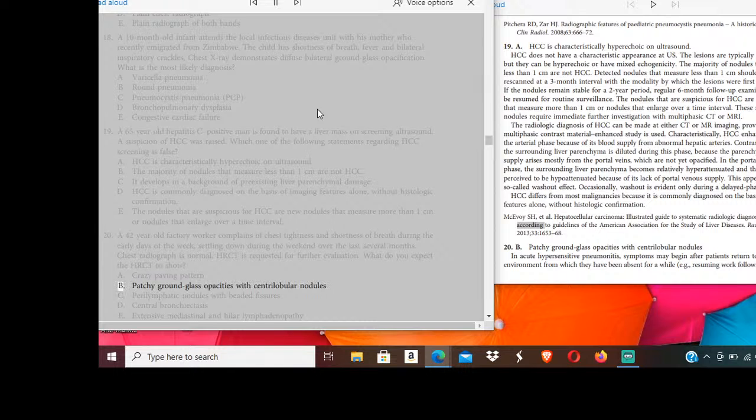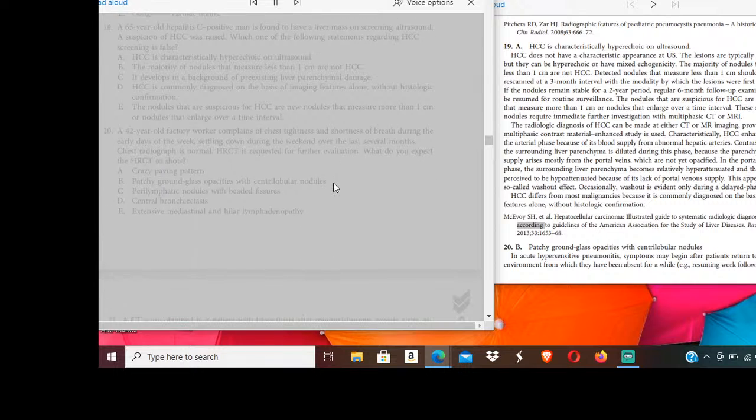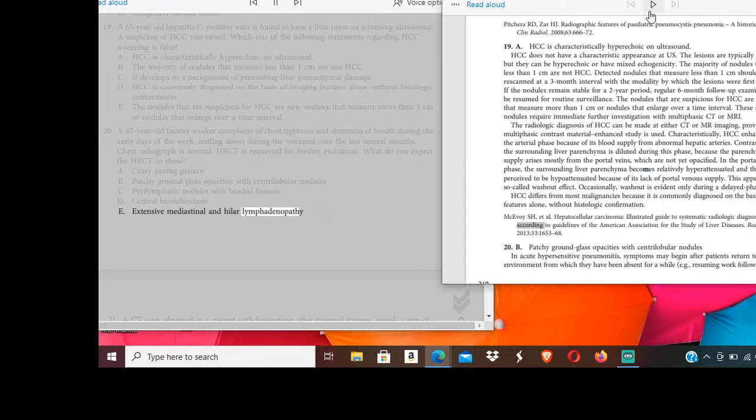A. Crazy paving pattern. B. Patchy ground glass opacities with centrilobular nodules. C. Perilymphatic nodules with beaded fissures. D. Central bronchiectasis. E. Extensive mediastinal and hilar lymphadenopathy. Chapter 7.